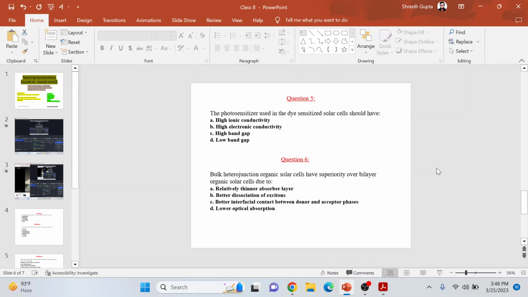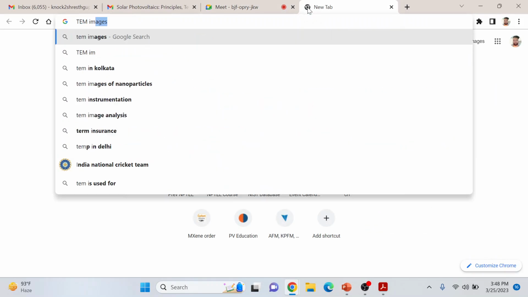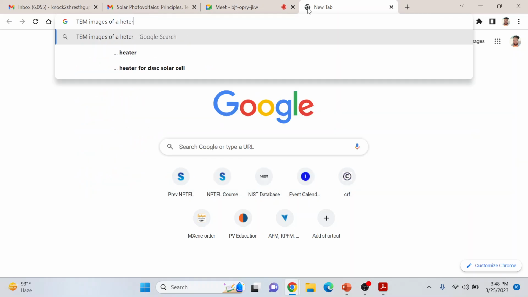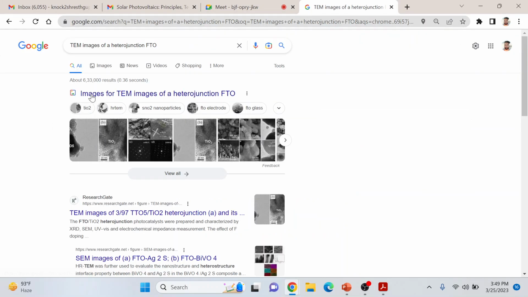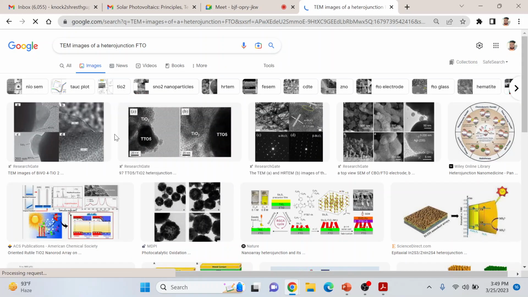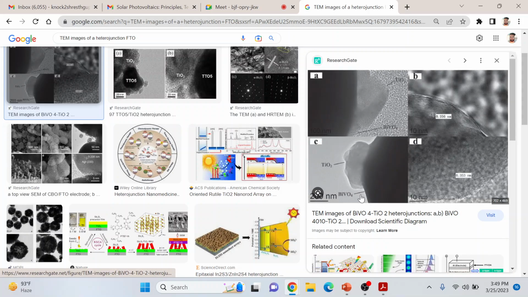Okay, just a minute. Let me show you something so that you can understand more. Heterojunction, so that you can understand better. Yeah, here it is. See, this is a heterojunction of BiVO4 and TiO2. So this is a junction, and in this junction, suppose one is acceptor and one is donor. Now this junction is there, and because of this donor and acceptor layer, both the properties can be found here.